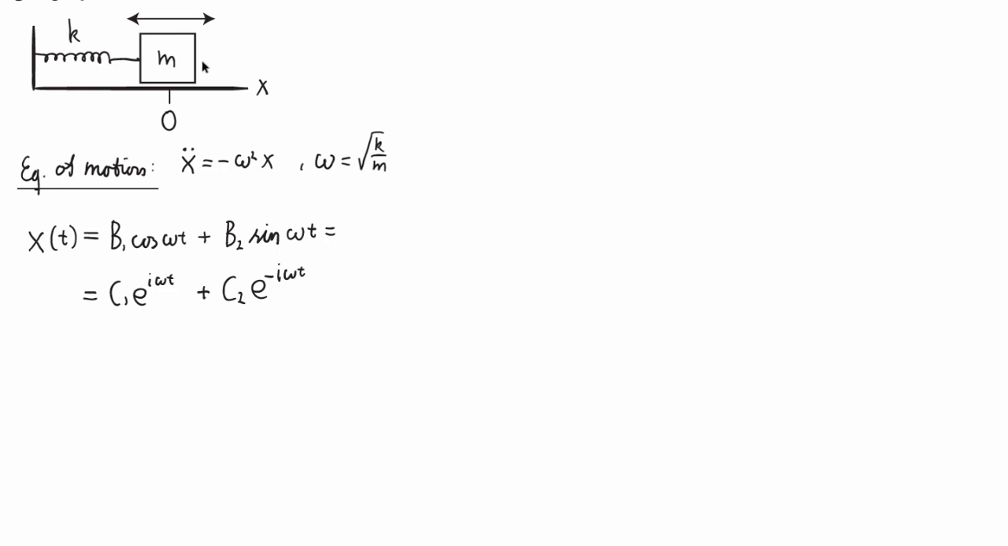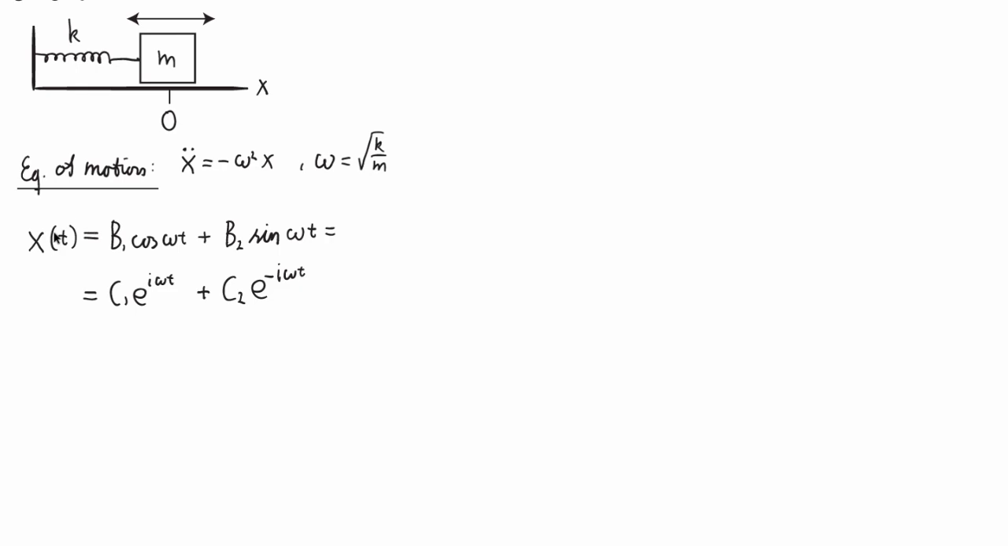So just to summarize what we did in the last video, we had the harmonic oscillator, which we can represent as the mass on a spring as the canonical example. We found that its equation of motion is x double dot equals minus omega squared times x, where omega is the square root of k over m. That's the angular velocity, or the angular frequency of the oscillator.